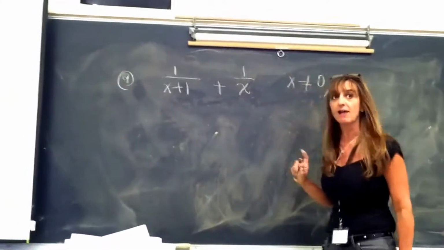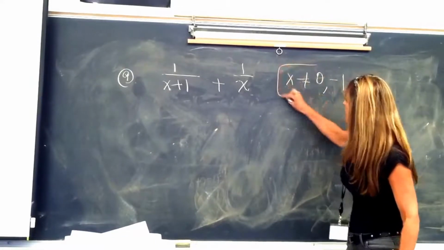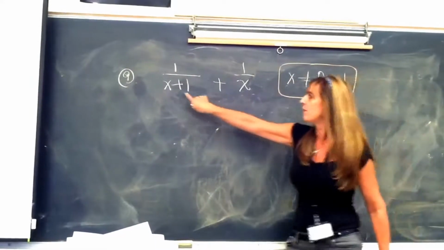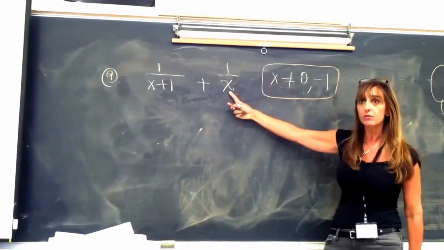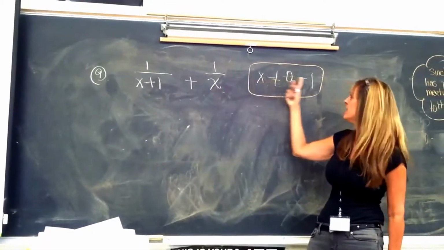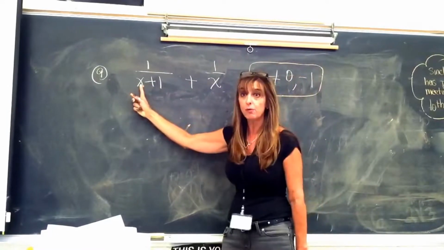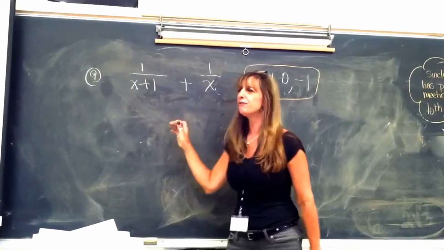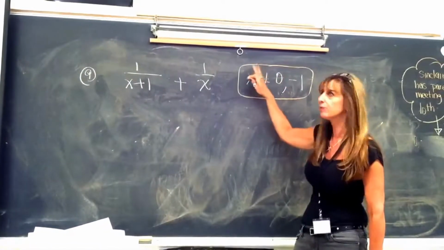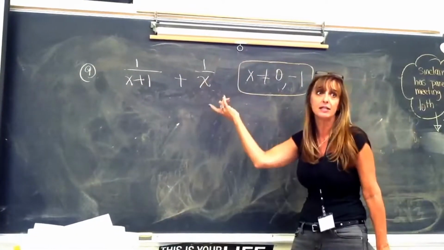Number 9 says express as a single fraction. Fraction plus fraction. I have to add 2 fractions. This is simply telling me that if I'm working with these 2 fractions, x could not be 0, because I would have an undefined fraction, and x could not be -1, because that would give me an undefined fraction. But when you're adding these 2 fractions, it's kind of irrelevant. We're not going to really use this information. It's just telling me that.